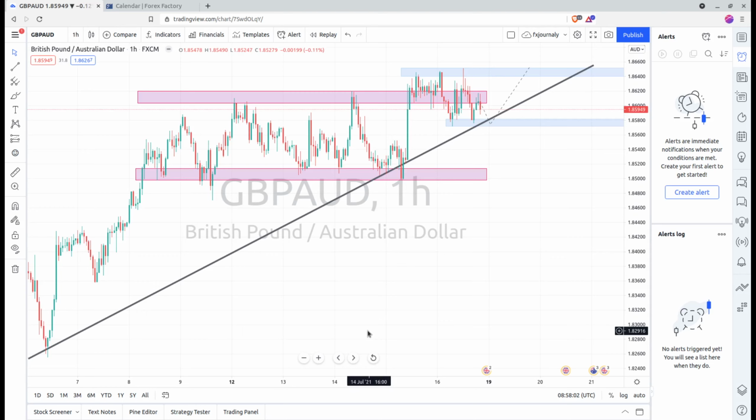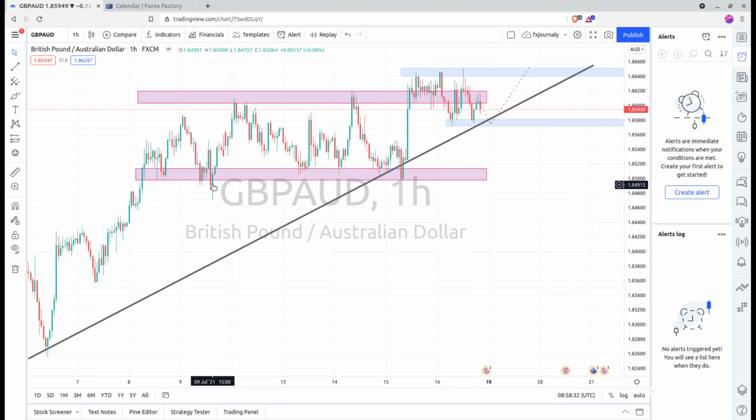The GBPAUD currently, what you should see on the screen is the 1 hour time frame, and you should see some markups of support and resistance from last week's trading. Now, as far as last week is concerned, I think it's safe to say that price ranged mostly all of last week. All of last week was just one big consolidation.